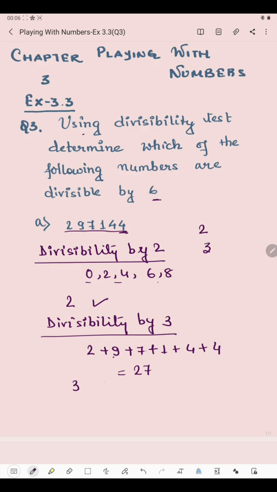So we can say that it is divisible by 3, and if the given number is divisible by 2 as well as 3, then the number will be divisible by 6. So we will write, therefore the given number is divisible by 6.